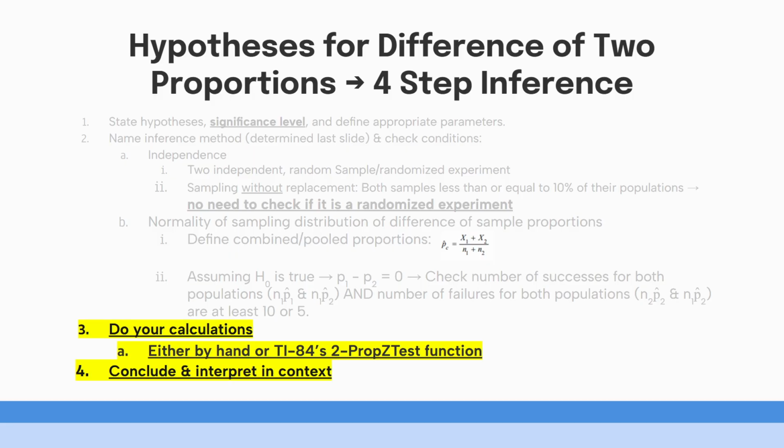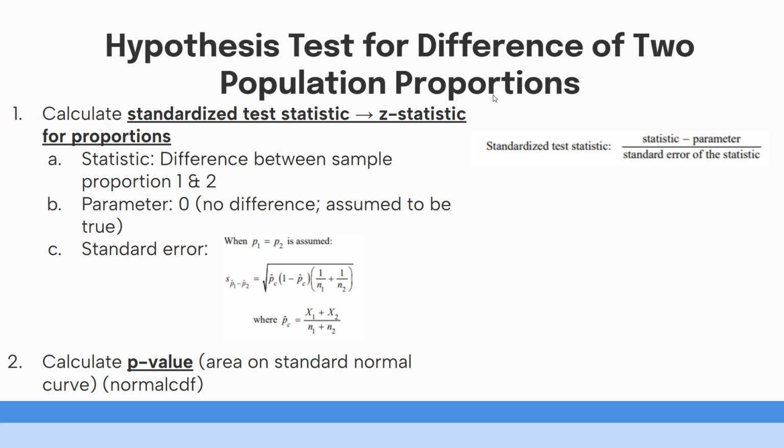Don't worry about it. So now here, we have to do our calculations or interpret in context. In our calculations, like we said, standardized test statistic, z-test statistic for proportions. The statistic is the difference between the sample proportions. The parameter is 0, which means no difference. Our standard error is just this formula here, and it is always the combined proportion, because here, P1 and P2 are assumed to be equal because that's our null. So we use the combined proportion, so we calculate that here.